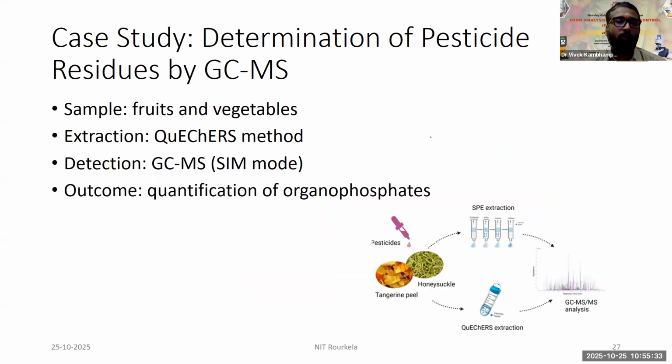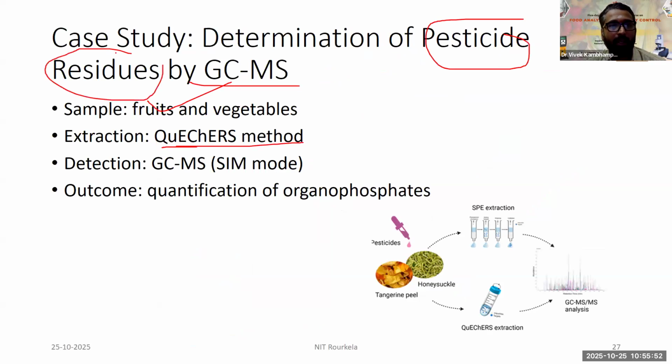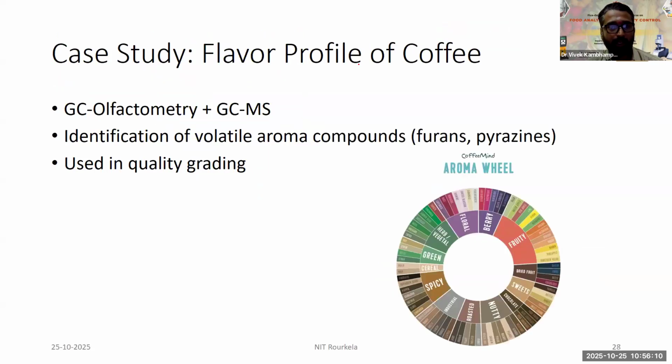This is a case study given for GCMS to identify pesticide residues in fruits and vegetables, right? So here the extraction mechanism is QuEChERS method. QuEChERS method is used for determining pesticide residues. Okay, QuEChERS method, detection is GCMS. GCMS outcome is quantification of organophosphate. This particular QuEChERS method you can usually remember. This is the extraction method used for GCMS for pesticide residues, right?